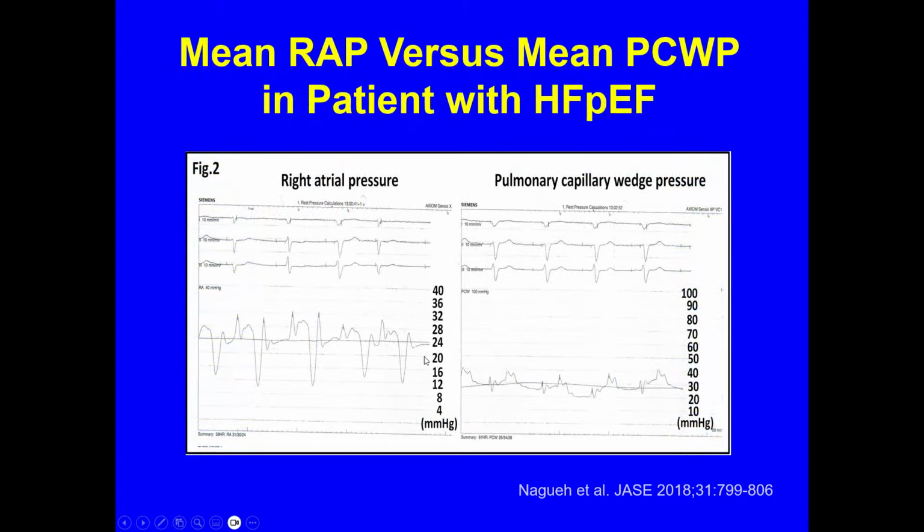Example from a patient with heart failure with preserved EF is shown here. High right atrial pressure as well as a high wedge pressure.